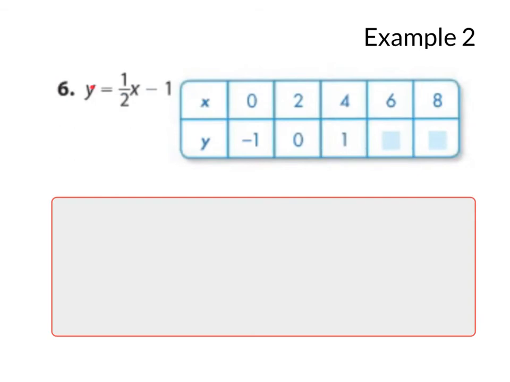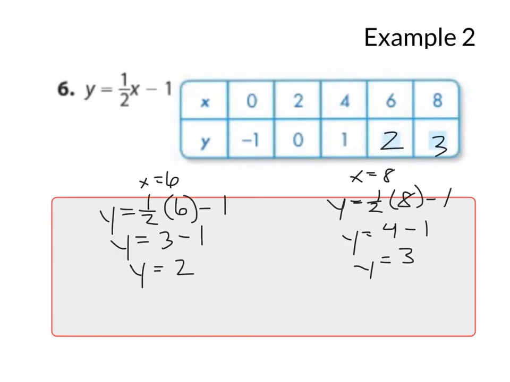Please write the equation, please write the table, and please fill in the table after substituting 6 for x and 8 for x. What do you get for y in that situation? I'm going to show you in 3, 2, 1. Alright, here's my work. Here's x equals 6. I substituted in for x the number 6. I know that half of 6 is 3. And here's my other work, and I filled in my table.